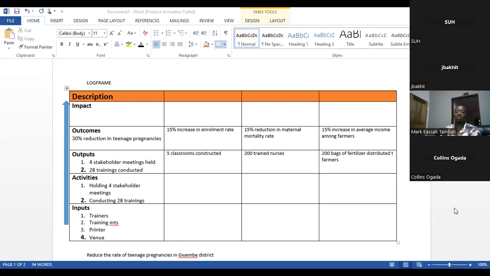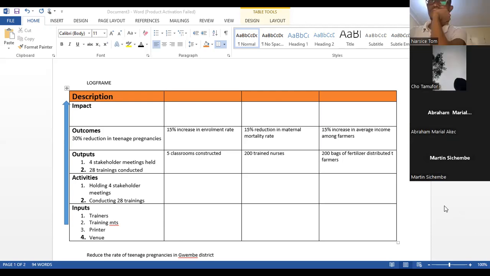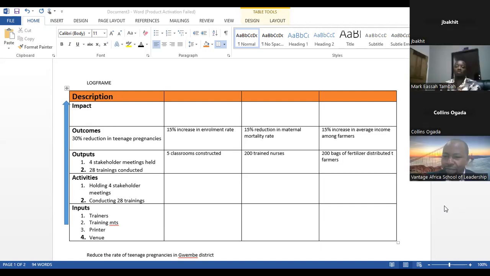All right. Thank you, Doctor, for a clear difference between output and outcome. The outputs are our immediate results after implementing our activities. These are the immediate results. And the outcomes, these are our middle results, what we get after implementing.